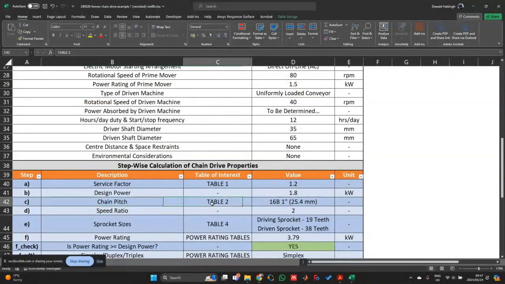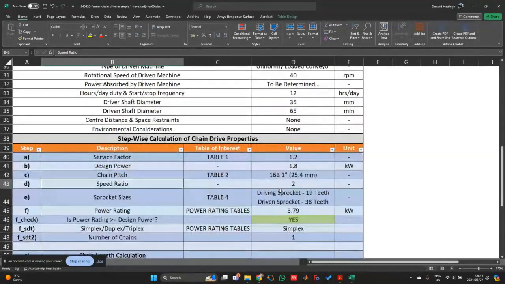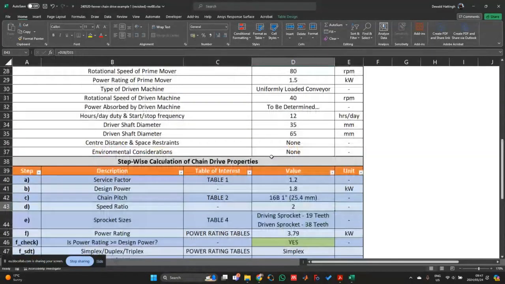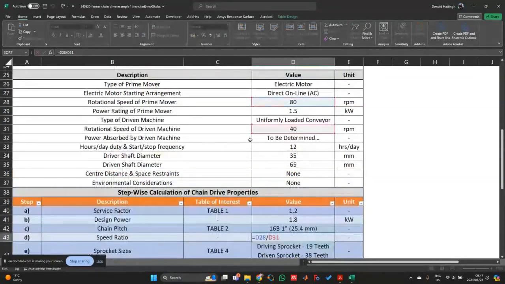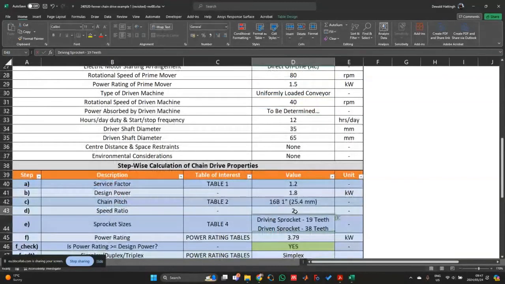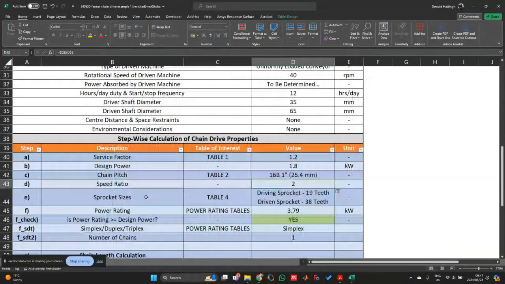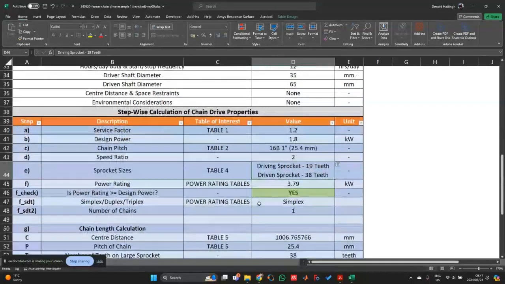Then we also determined the chain pitch. This was from table 2, or that graph that we had available. There we got 16B, 1 inch, so a 25.4 millimeter pitch that we're working with. The speed ratio as well, we calculated from the speed of the faster shaft, which I think I've listed over here. This is the prime mover, so that's 80 divided by 40, and that gives us a speed ratio of 2. Once we had that available, we went over to the sprocket sizes. We got those from table 4. For the driving sprocket, we had 19 teeth, and for the driven sprocket, 38 teeth.